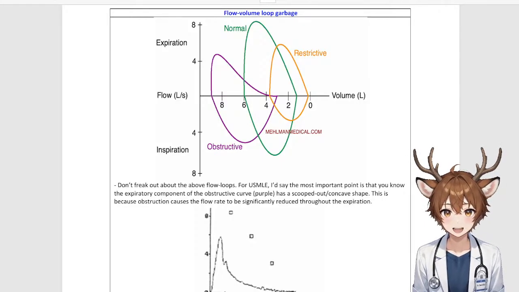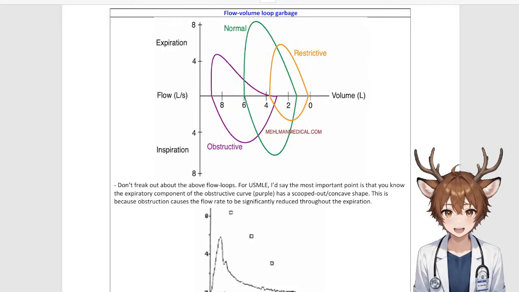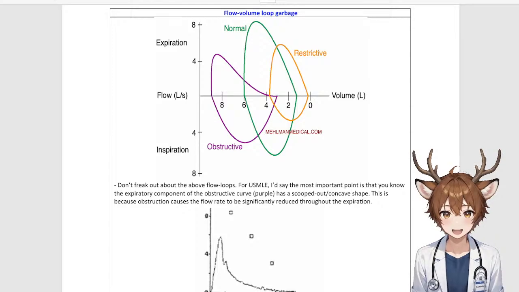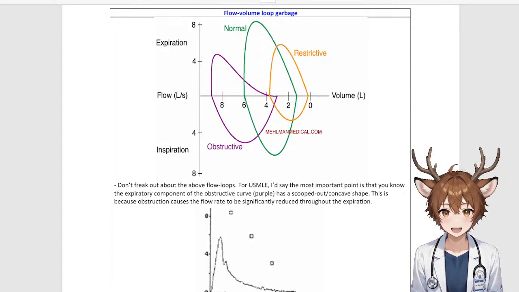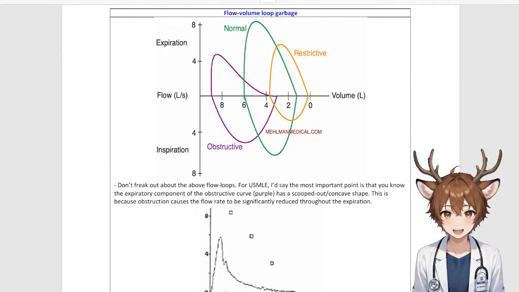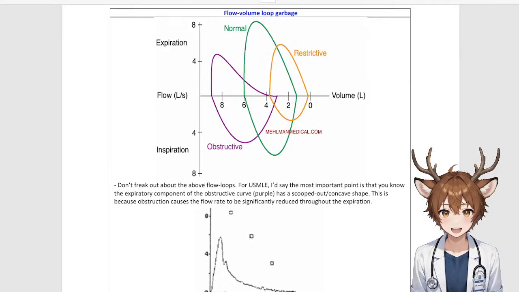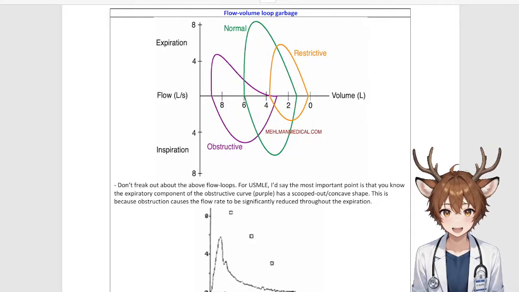Don't freak out about the above flow loops for USMLE, because remember, there's a lot of residual volume, so you can't get that out necessarily. Anyway, let me go back to the note. Don't freak out about the above flow loops. For USMLE, I'd say the most important point is that the expiratory component of the obstructive curve, purple, has a scooped out concave shape. This is because the obstruction causes the flow rate to be significantly reduced throughout the expiration.